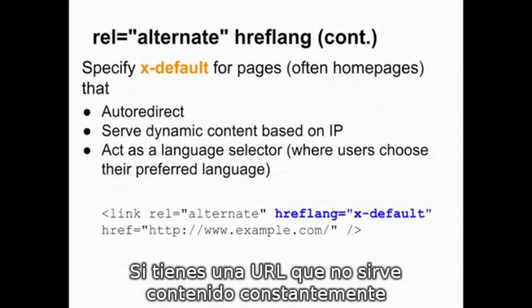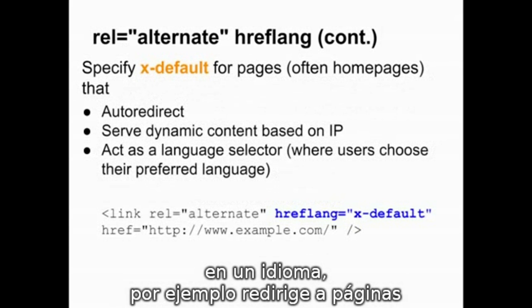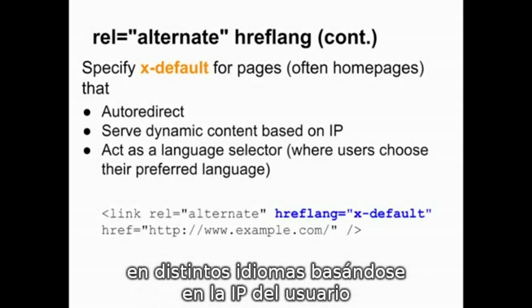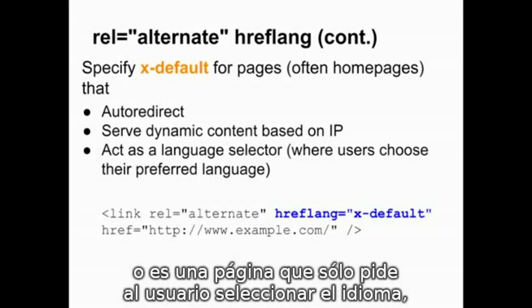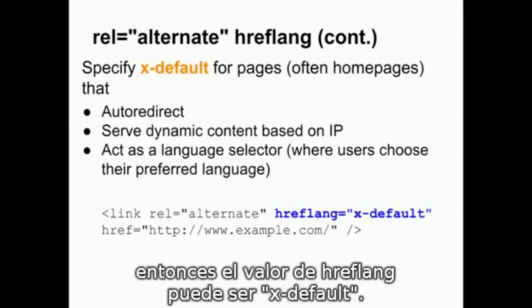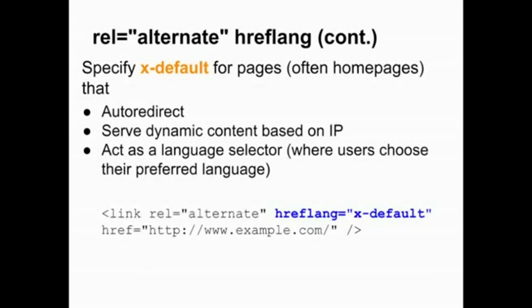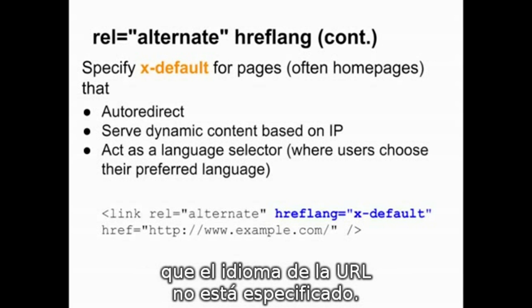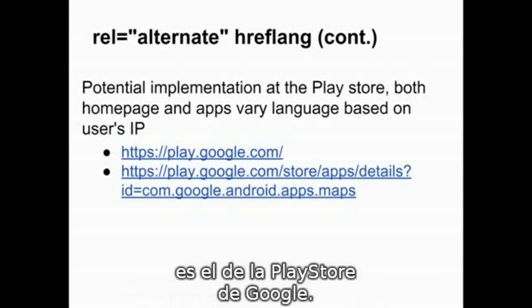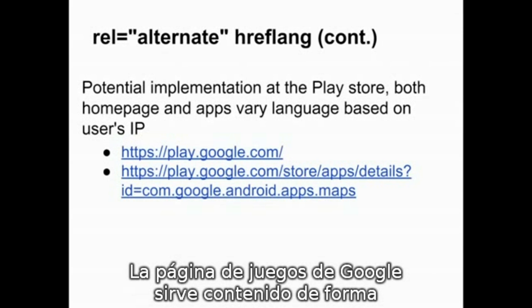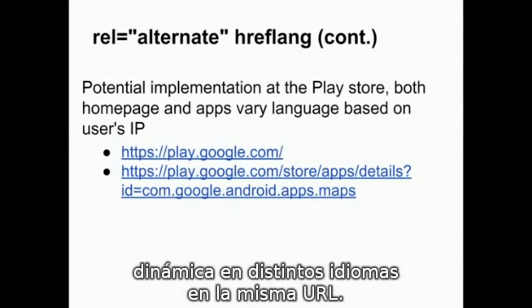If you have a URL that doesn't consistently serve content in one language, perhaps it redirects to different language pages based on the user's IP, or it dynamically serves different language content on the same page, or it's a page which only asks the user to select their preferred homepage, then your hreflang value can be x-default. X-default signals to search engines that the URL's language is broad rather than specific. An example where hreflang x-default could be useful is in the Google Play Store. The Google Play page dynamically serves content in different languages on the same URL.